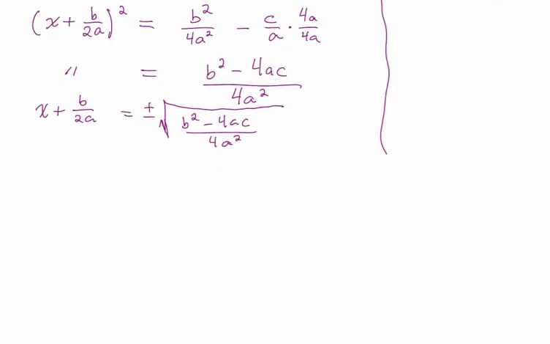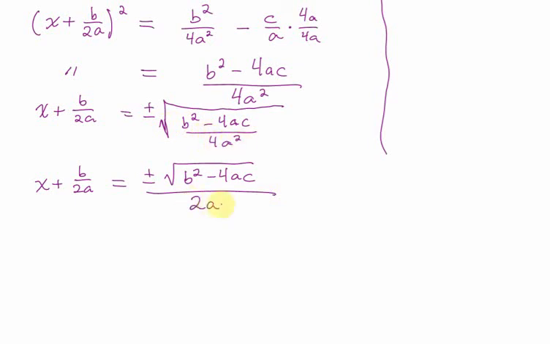Now I'd like to simplify the right-hand side there. Since I have the square root of a fraction, I can take the square root of the top and the bottom. So I have x plus b over 2a is equal to plus or minus the square root of b squared minus 4ac, the numerator, over the square root of 4a squared. Conveniently, that's already a perfect square. That turns into 2a. Lo and behold, we have the common denominators for both of these fractions.